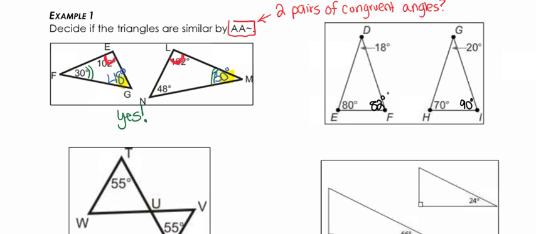Again, I found those just by remembering that in a triangle, all three of the angles have to sum up to 180 degrees. The criteria that I need to meet is two pairs of congruent angles. And here I don't have any congruent angles. So to answer the question, no, the triangles are not similar by angle-angle similarity.